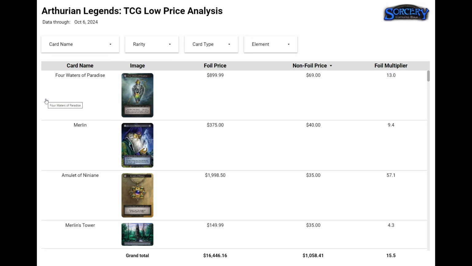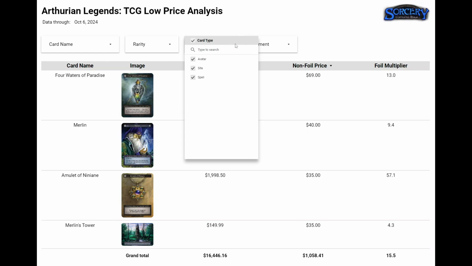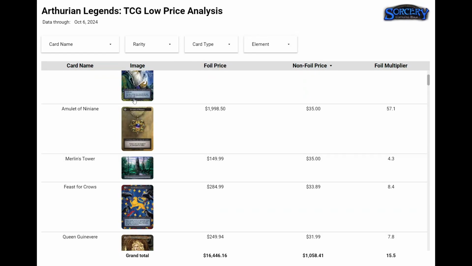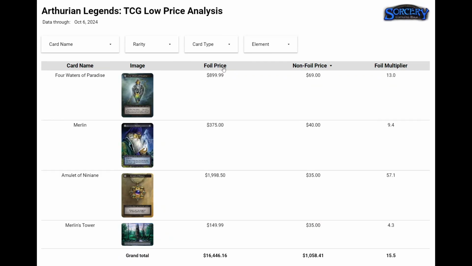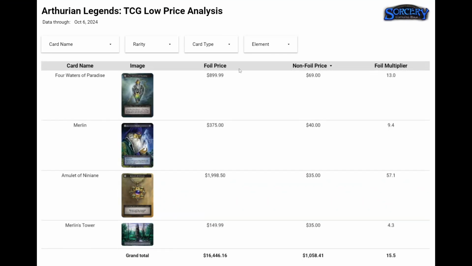This very first page is pretty simple. It's the Arthurian Legends TCG low price analysis. So you can search for a specific card or filter based on rarity, card type, or element, and ultimately just scroll through the cards of the set. You can sort by foil price or non-foil price, and this is a fun feature over here called the foil multiplier. This is basically just a calculation that shows how much more expensive the foil is relative to the non-foil. That's a great way to say, am I paying a good amount for this card, or am I perhaps overpaying or underpaying? And you can also find some deals using that.